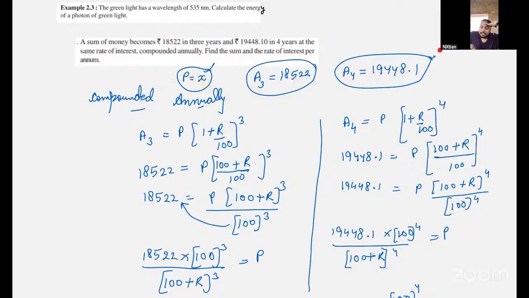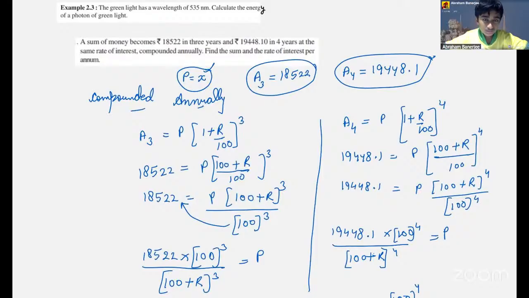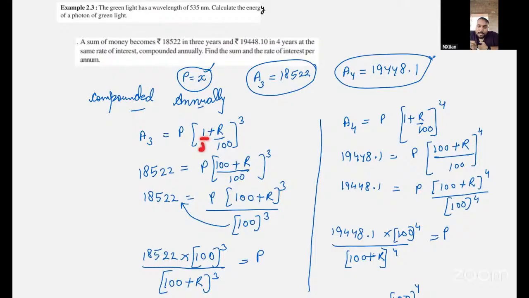Now, because it's compounded annually, for 3 years we will use 3 times interest. So in that value, the n value will be 3. Now here the denominator is 1. I have to make the denominator 100, so I will multiply 100 up and 100 down. So it becomes 100 plus R and the common denominator 100.